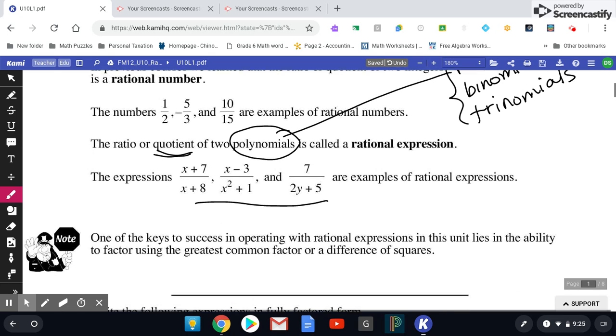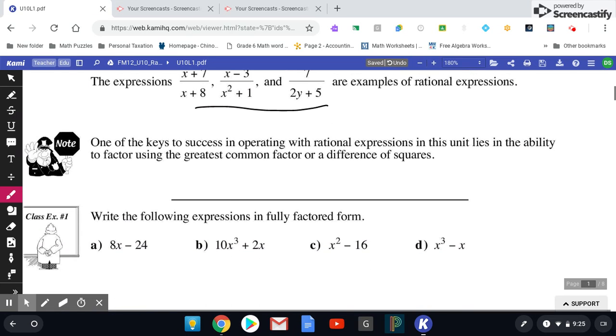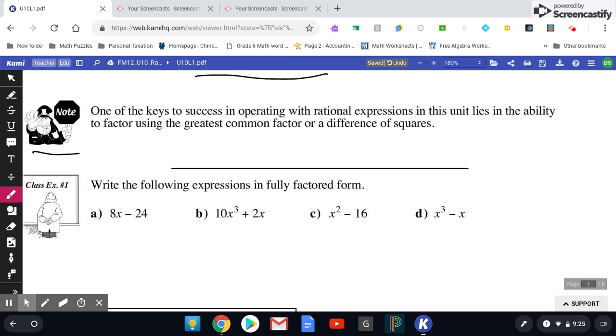One of the keys to success in operating with rational expressions in this unit lies in the ability to, yes, you guessed it, factor, using the greatest common factor or a difference of squares. So when I said that was important to learn in the 20 level, I was really serious.